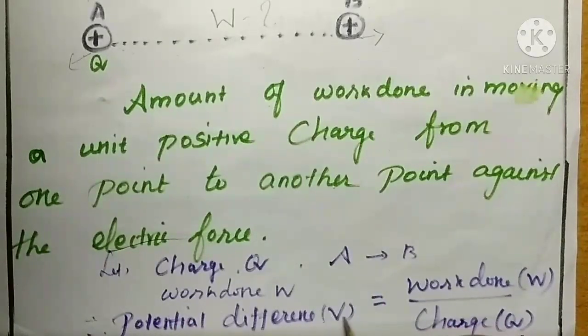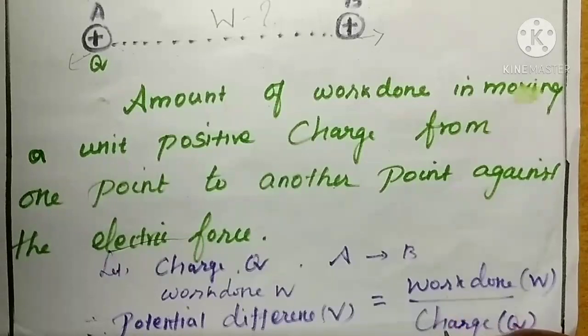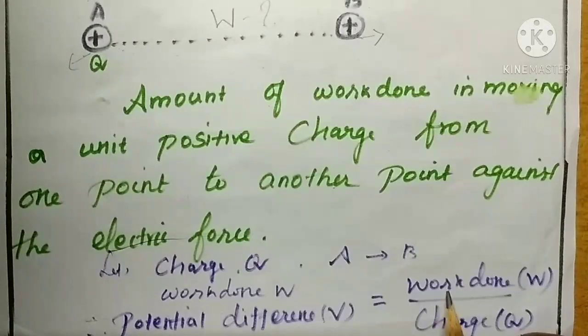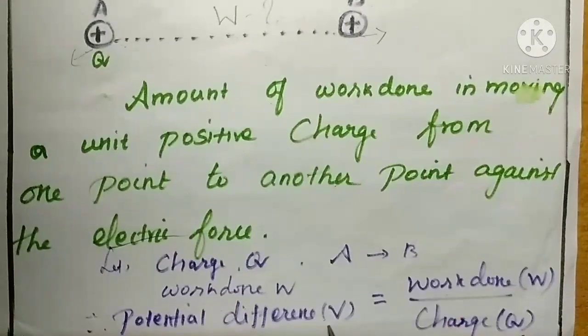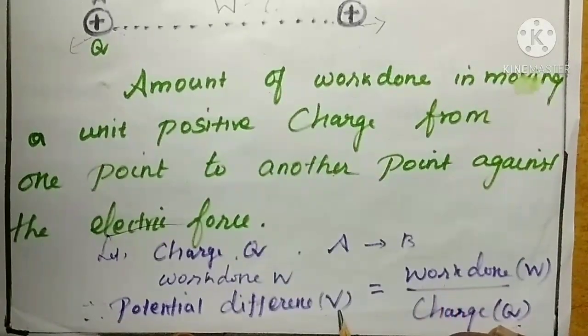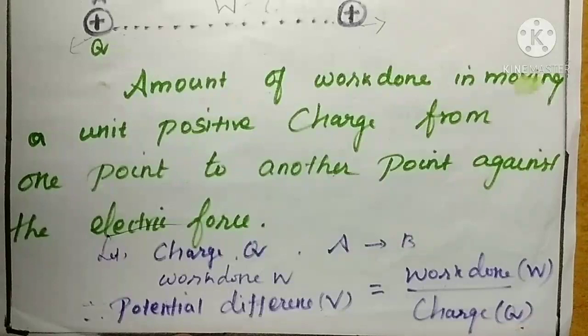The potential difference V is equal to work done by charge. So if you are taking the ratio of work done by charge, we can get potential difference. What's the formula for potential difference? Work done by charge. So Q is the charge and W is the work done. That is the formula for the potential difference.